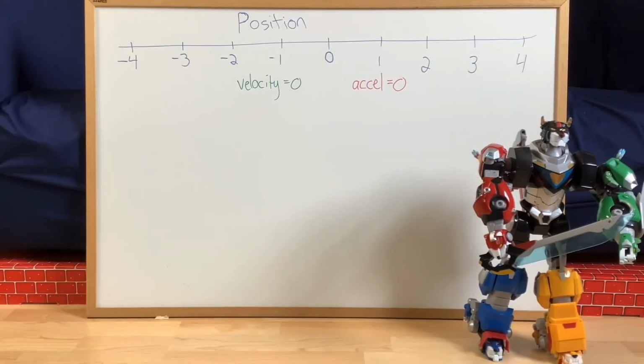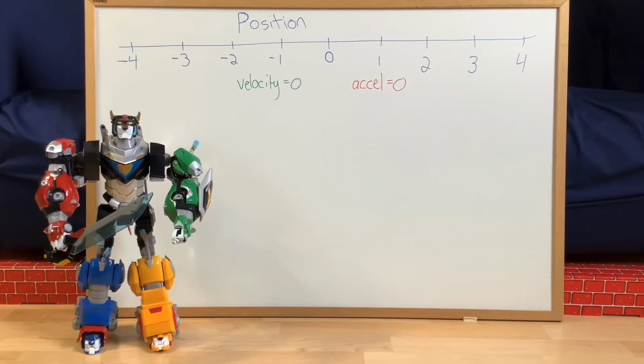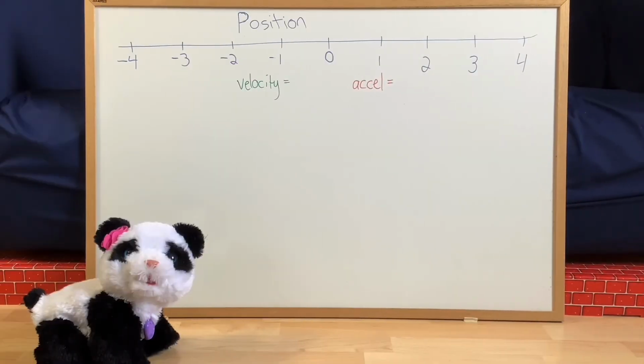Here he is, still with a velocity of 0, but with a positive position. And here he is with a velocity of 0 and a negative position. We can infer that acceleration is also 0 because velocity is not changing. Let's now consider a case where position is going to be changing. So I'm going to get Pom Pom the panda to walk across, and I want you to think about what's happening with position, velocity, and acceleration.